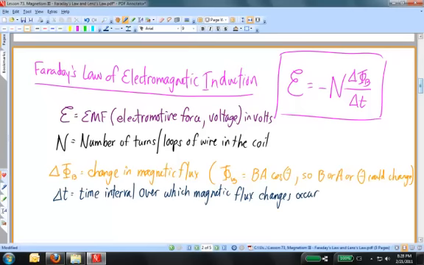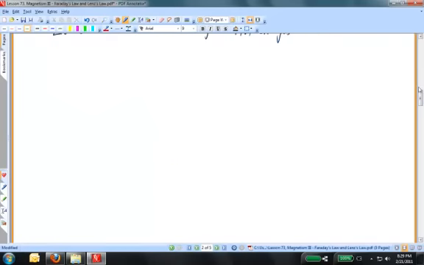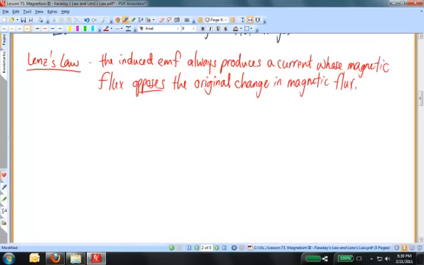Now you'll also notice that there's a negative sign in Faraday's law. It's there due to the direction of the induced current produced by the changing magnetic field, and its presence in the equation is an expression of Lenz's law. In words, Lenz's law says this: the induced EMF always produces a current whose magnetic flux opposes the original change in the magnetic flux. Let's try to illustrate it in this way.